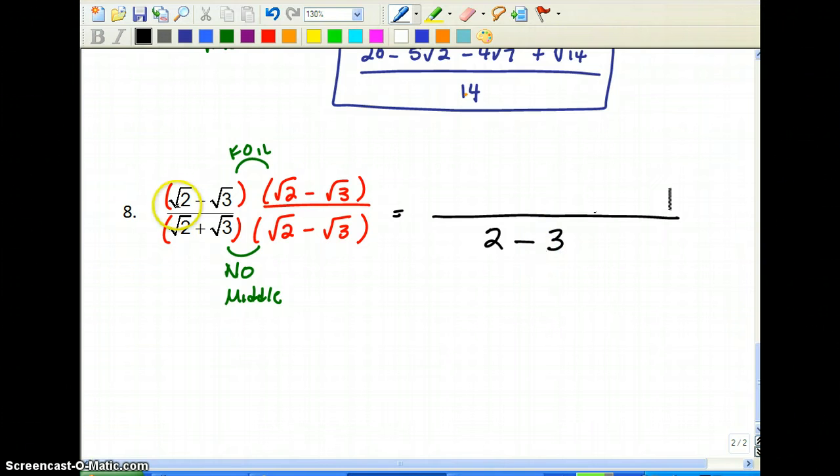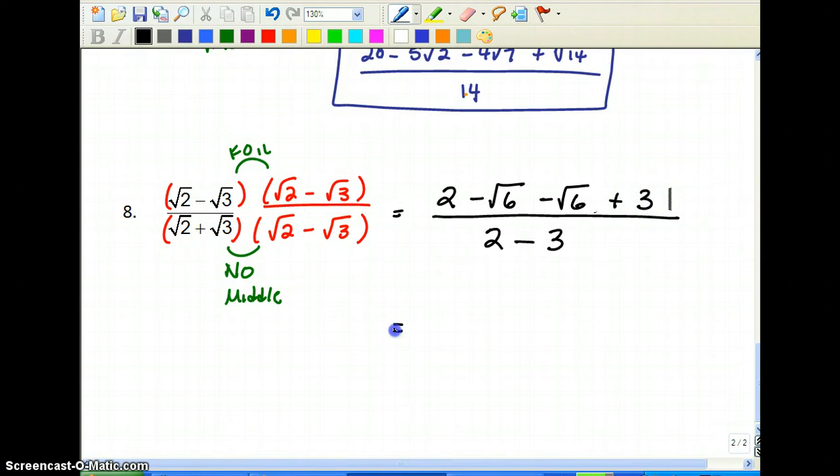On the top, root 2 times root 2, 2. Outside, root 2 times negative root 3 is negative root 6. Since they're both roots, you can multiply them. Inside, root 3 times root 2 is also root 6. And last would be plus, because it's negative times a negative. 3 times 3 is a 3.